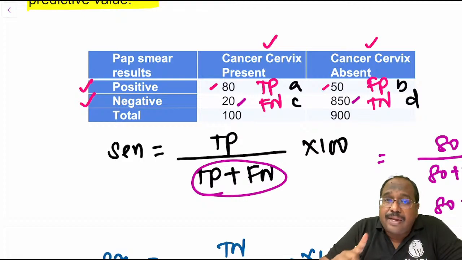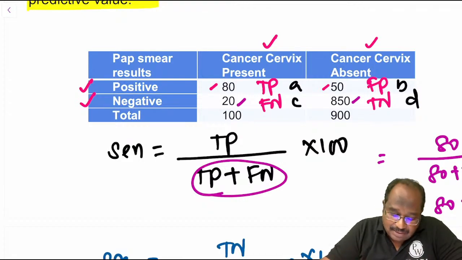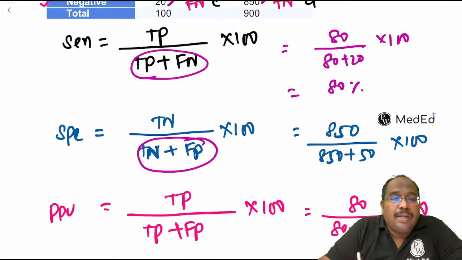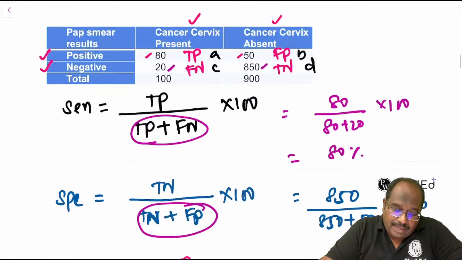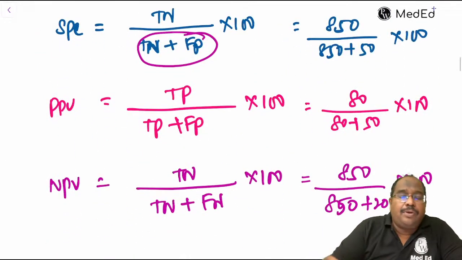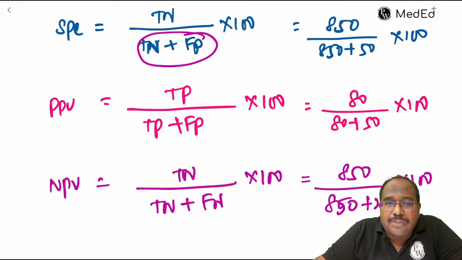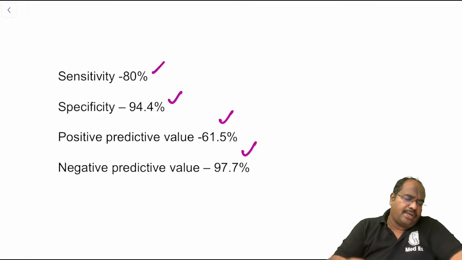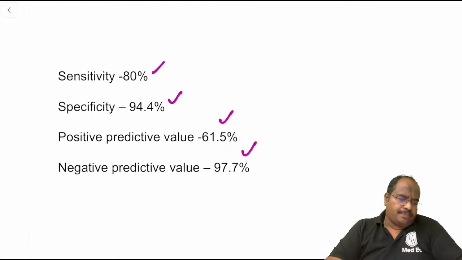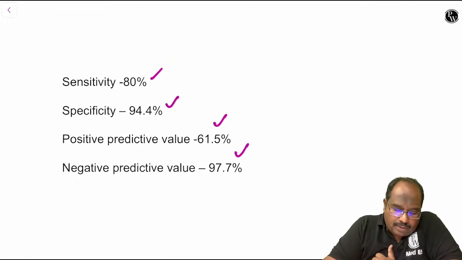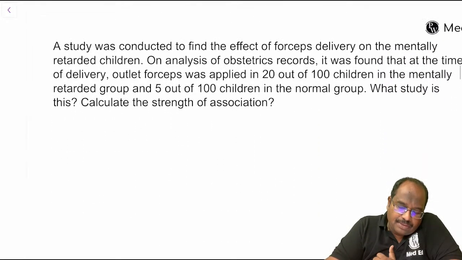Never forget to write the formula. Every step has marks. Specificity, true negatives by non-diseased people, that is true negatives plus false positives. Positive predictive value, true positives, denominator all are positives. Negative predictive value, true negatives, all are negatives. Make sure that you write this. So we completed the screening chapter question. We'll go to the next question.